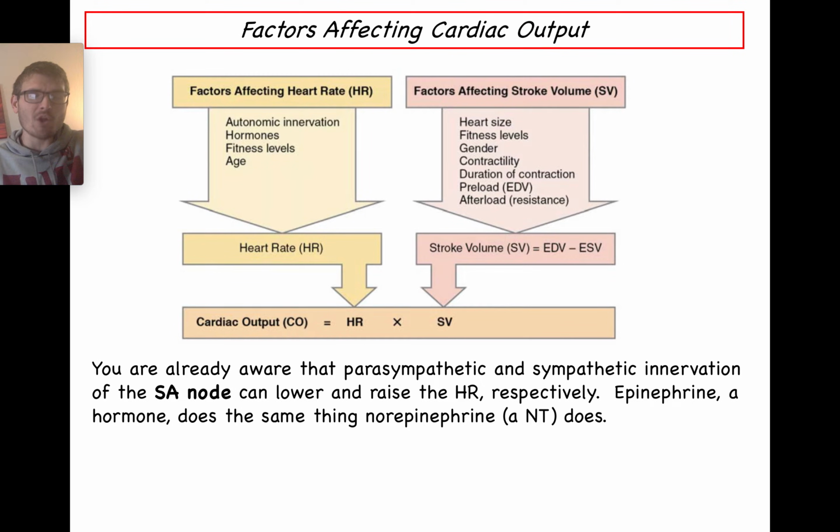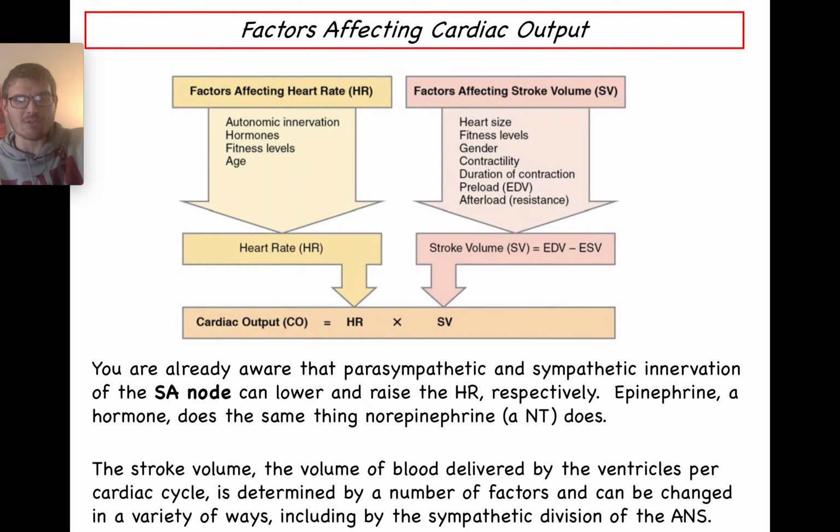So the stroke volume and the factors that affect it are going to be a little bit more complicated. So we'll have those discussions here very shortly. Like I said, you're already aware that the parasympathetic and sympathetic divisions innervate the SA node of the heart and can raise and lower the heart rate respectively. And then epinephrine, we also mentioned, can do the same thing that norepinephrine does. So it is a purveyor of the sympathetic response.